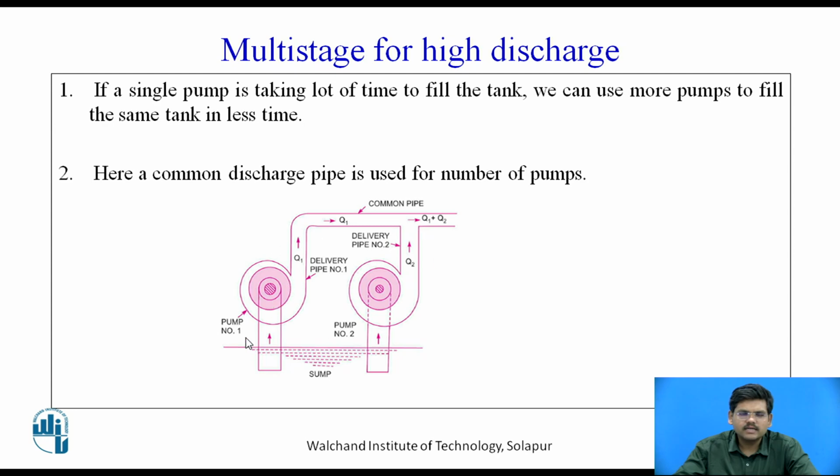On screen you can see a diagram. Let us consider this first pump and this second pump. The discharge of both the pumps is connected to a common pipe. The discharge of the first acts as the suction for the second, and the addition of both the discharges, that is Q1 plus Q2, will be at the end. So this is when we have less discharge. The pumps are in parallel, the shafts of pumps are parallel.